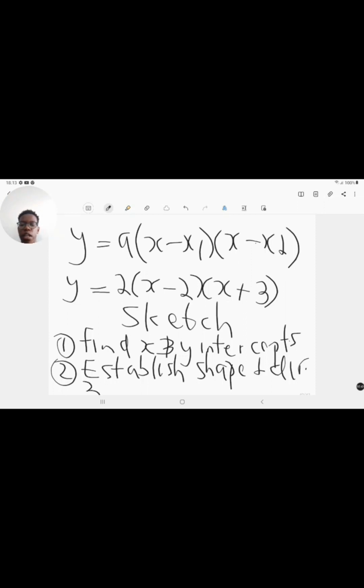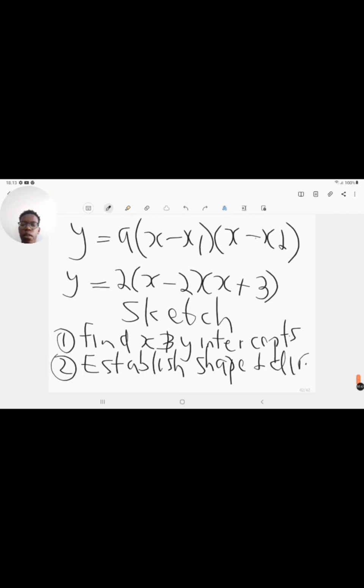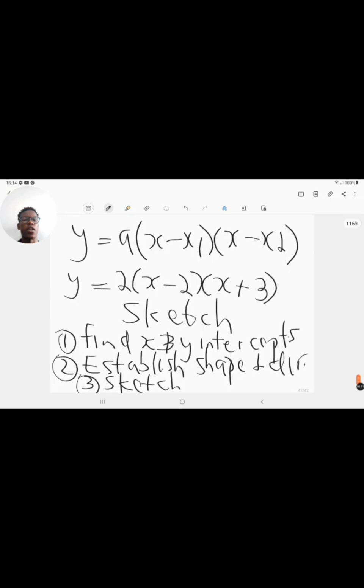And then step number three is sketch. Once you have all these pieces of information, you can sketch your graph. But you can follow a slightly different procedure depending on the type of standard form that you're looking at. These three steps will work for any of the three standard forms, but you could find a quicker way of sketching these graphs if you use each of the three standard forms to their advantage.